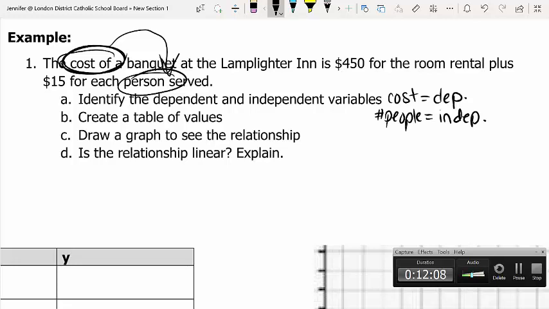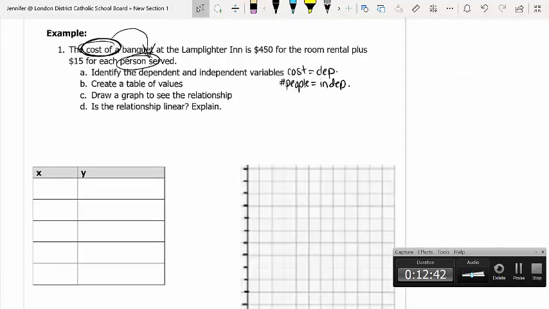If you're having trouble understanding why the cost depends on the number of people, just think of it this way. If you only have one person go to your banquet, the cost is going to be really low. If you have 100 people show up, the cost is going to be high. So the cost depends on how many people show up. It's always easiest, when you're asked to identify the dependent and independent variables, to figure out what the dependent one is first, and then you know the other one is obviously the independent variable. So x is the number of people, y is the cost.